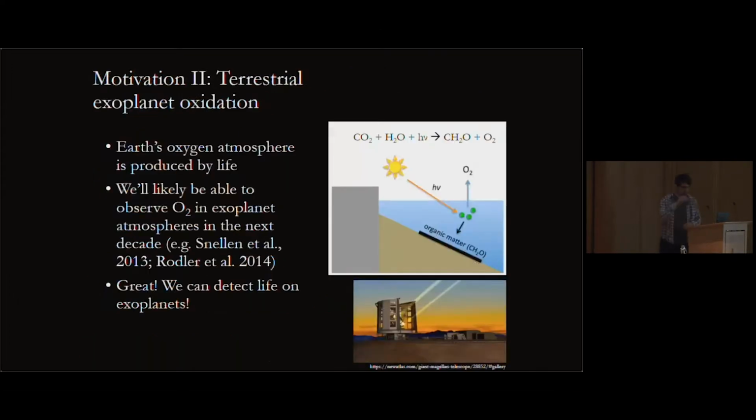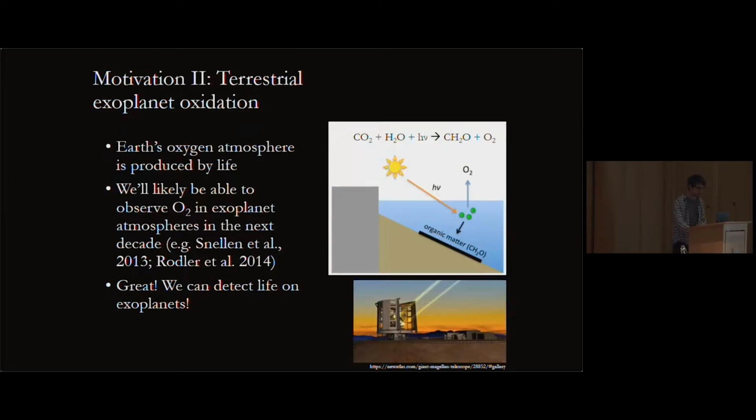So that's one motivation. Another one is terrestrial exoplanet oxidation, which is perhaps most relevant to this audience. And this is really rather simple. Earth's oxygen atmosphere is produced by life. We've heard already this week that likely we're going to be able to observe O2 in exoplanet atmospheres at some point in the next decade when the ELTs come online. And this is really exciting. So perhaps this means that we can detect life on exoplanets.